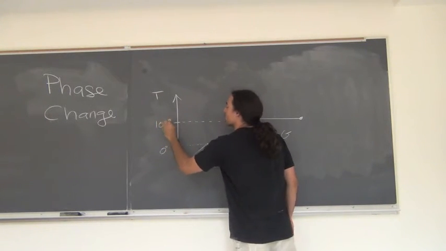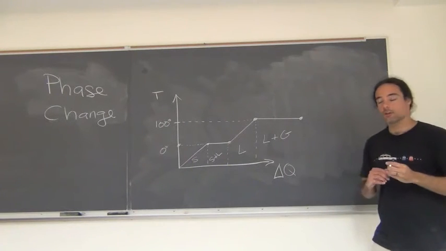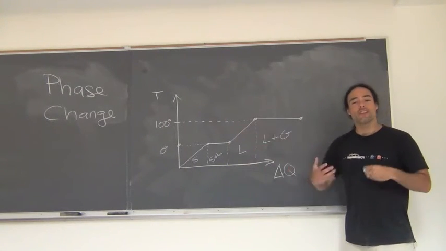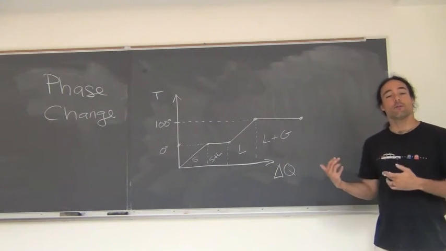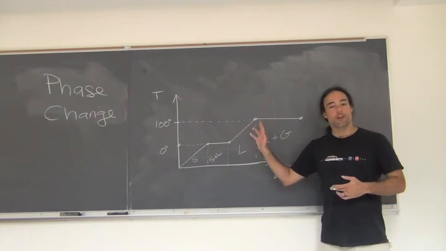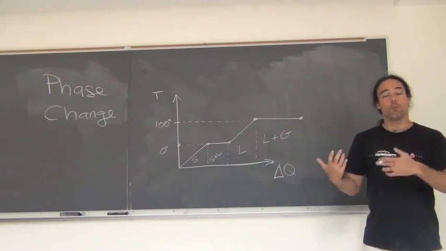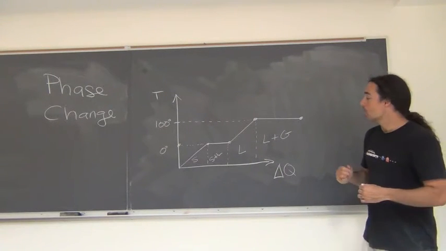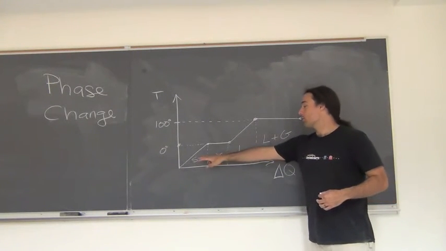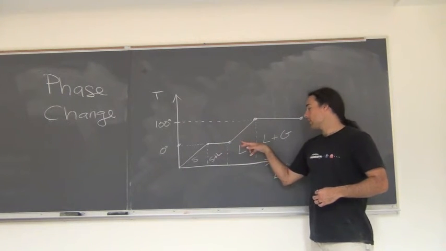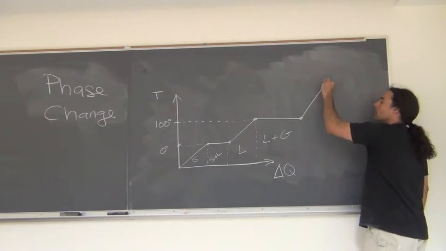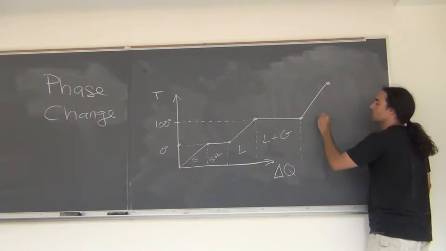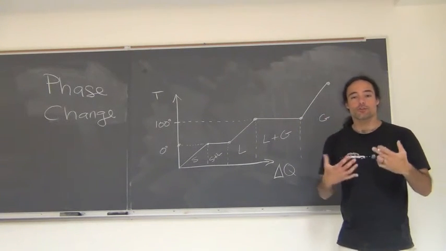For water, that happens at 100 degrees Celsius. Now, those temperatures will be different for different materials. So if I used ethanol instead of water, I wouldn't get 0 degrees and 100 degrees. They would freeze and boil at different temperatures. But the same general trend would be true. I would go from a solid to a liquid, and then eventually I would reach my gas phase, and my temperature would start to rise again.